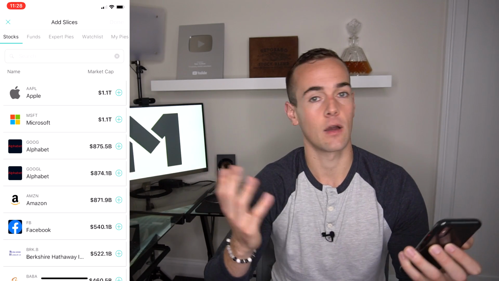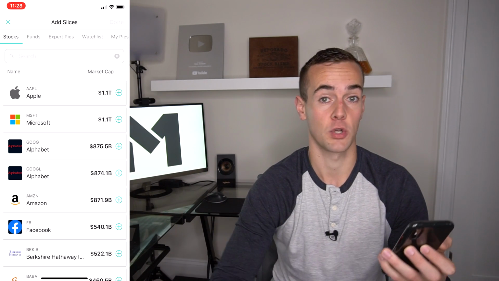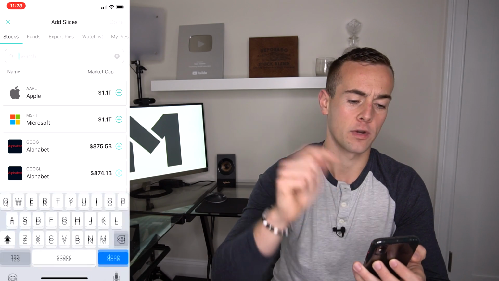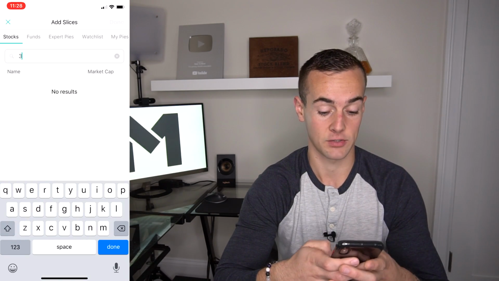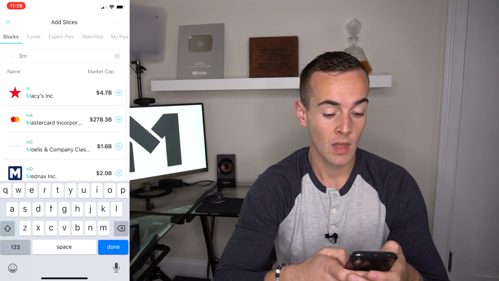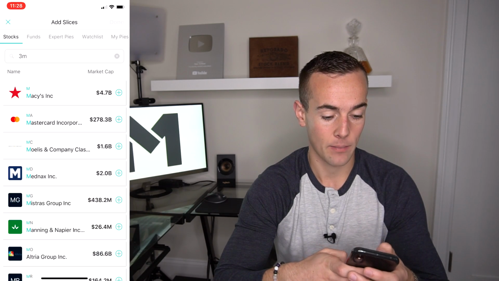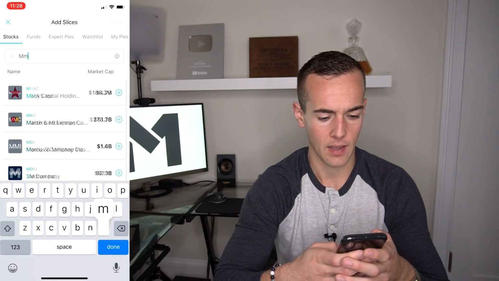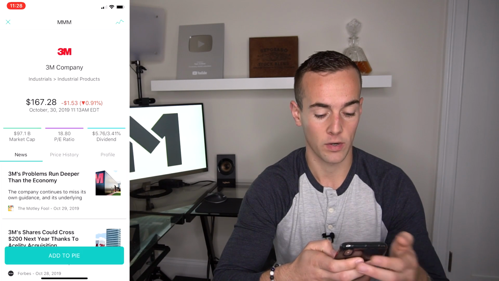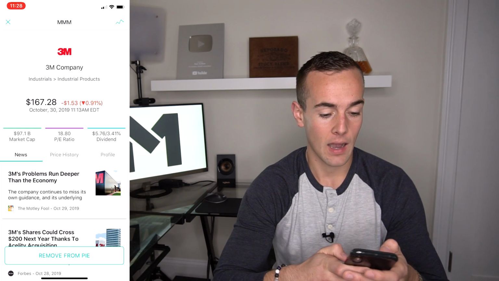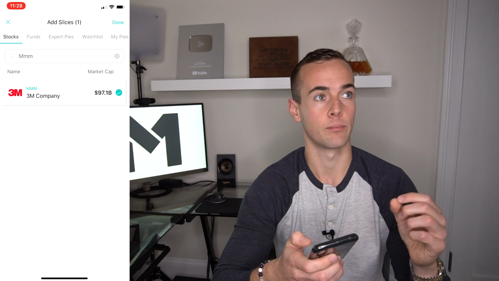So we're just going to make a random portfolio here just so I can show you guys what it looks like. We're going to start off with 3M stock. That's just one that's coming to my mind here. So 3M is a pretty popular company. I think the symbol is MMM. 3M company, so we're going to add that to this pie. We're going to also go with Procter & Gamble.